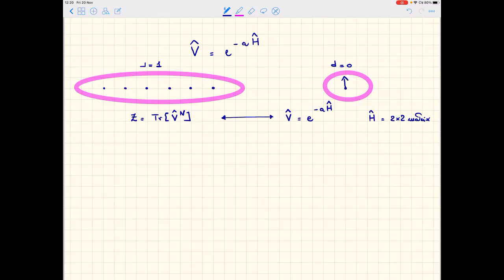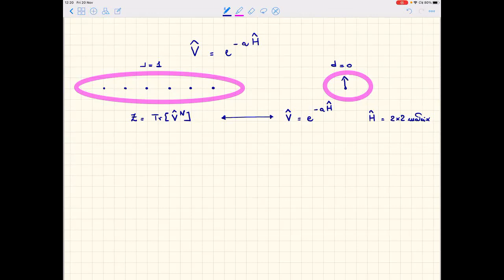Yes. How is it d is equal to 0? Because we have up and down. No. d is the space dimensionality. Oh, okay. So if you have just one object, it's localized. So formally it's a zero-dimensional object.